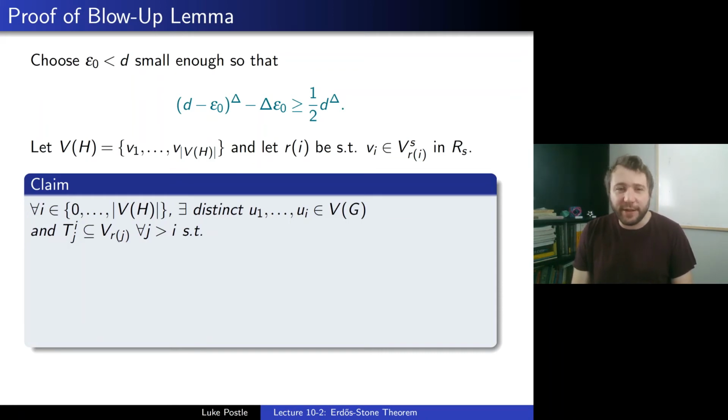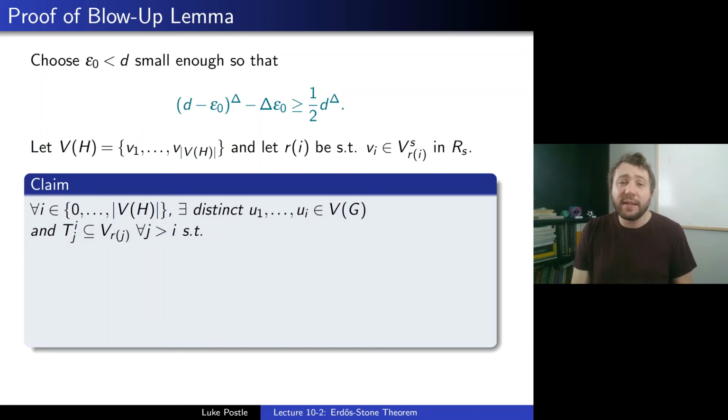So here's our strategy. Our strategy is we're going to embed H one vertex at a time. So what does that mean? We're going to do it in stages. So for all i from 0 to v of H, there'll be v of H stages. There will exist distinct U1 to Ui in V of G. So we have the vertices of H, and we're going to embed them. We're going to find images. These are going to be the U's, U1 up to Ui in V of G. And we're also going to have to worry about how to embed the rest of the graph.